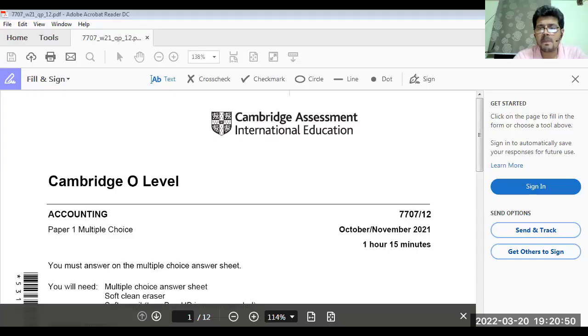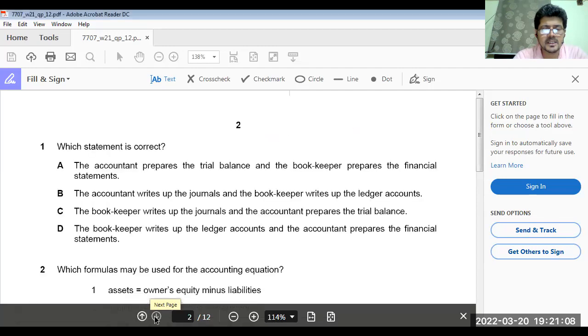Okay. Now, this is our paper. November 2021, O levels, 7707, paper 12. Okay. So this is our paper today, and we have to solve this paper. Let's start with the first MCQ.